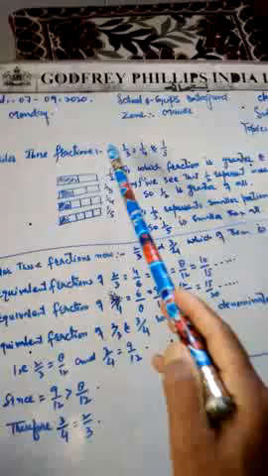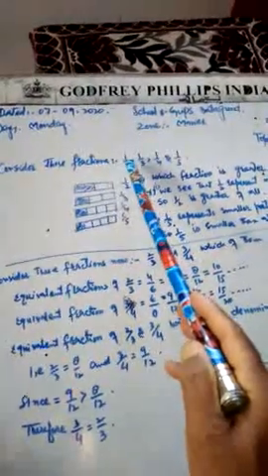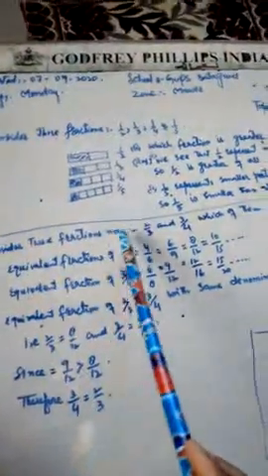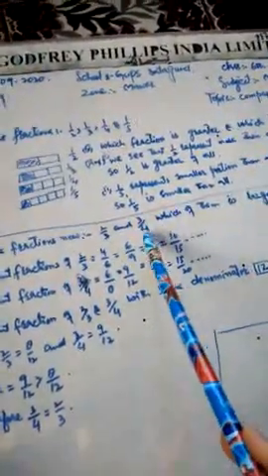But in this case we had the same numerator and different denominators. Now consider these fractions: 2 by 3 and 3 by 4.